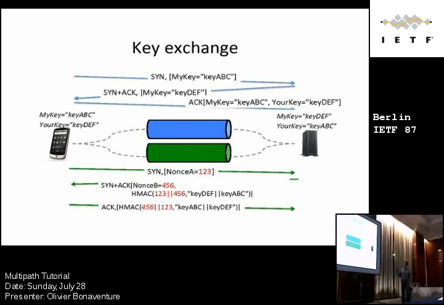There has been an extension proposed, but not yet accepted by the working group. Instead of exchanging keys in clear, when you have an application which is already using keys, for example TLS, you could reuse the key negotiated by TLS to authenticate the Multipath TCP subflows. This has been implemented, and it's possible to make it work. But it's not yet accepted by the working group.